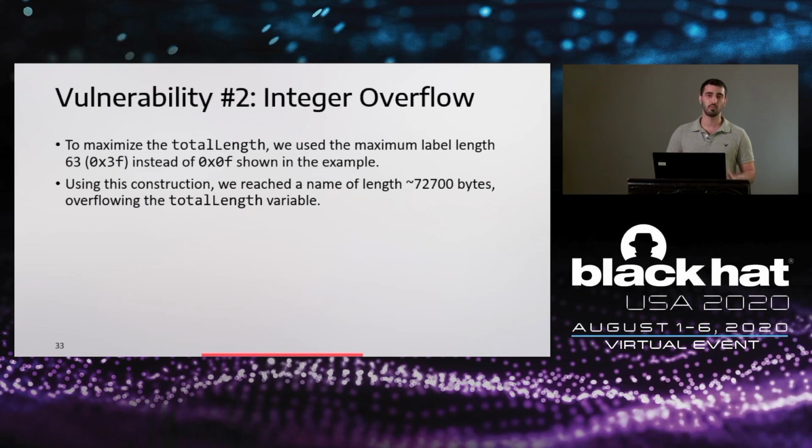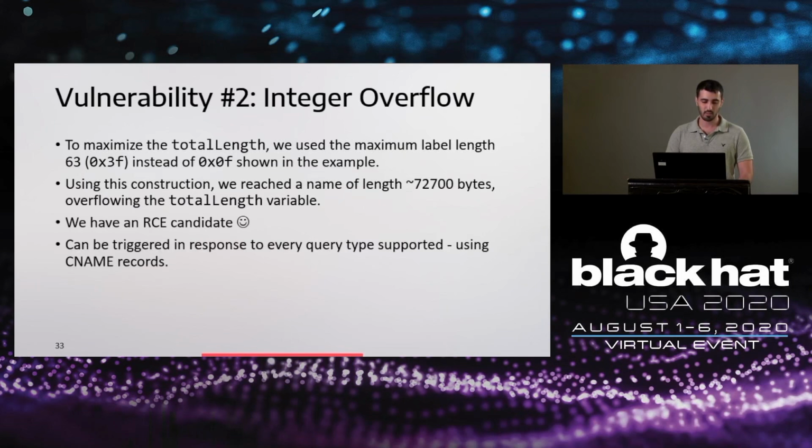And recall that if expand label length returns a value which is smaller than the actual value, we have a heap-based buffer overflow. So this is a good RCE candidate. It's important to know that this vulnerability can be triggered in response to every query type supported by the network stack by using CNAME resource records, which must be parsed in every DNS response. And this vulnerability affects the latest Treck version at the time of disclosure.